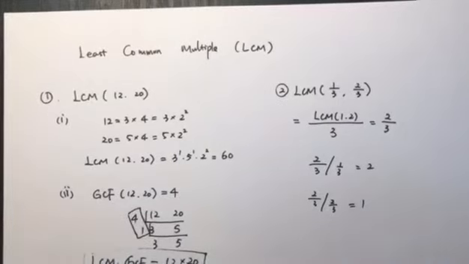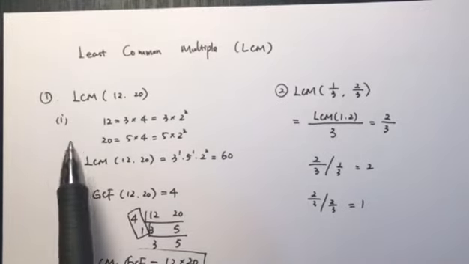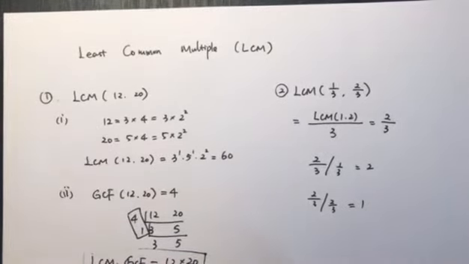So today we'll talk about the least common multiple, whose abbreviation is LCM. The definition is, if you think about a group of natural numbers, the LCM is the smallest natural number that is a multiple of every member in that group. So if you look at example 1, the LCM of 12 and 20.